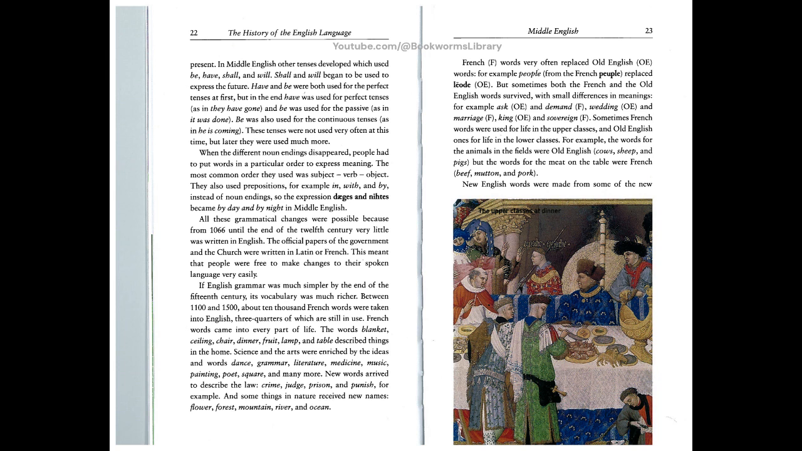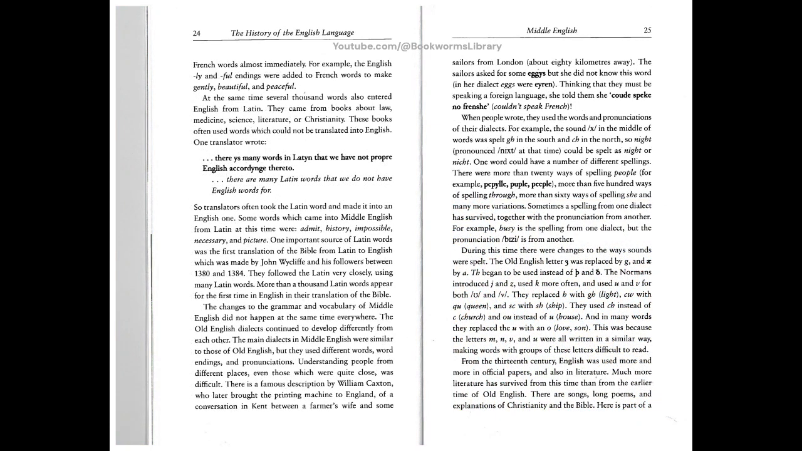Sometimes French words were used for life in the upper classes, and Old English ones for life in the lower classes. For example, the words for the animals in the fields were Old English: cows, sheep, and pigs. But the words for the meat on the table were French: beef, mutton, and pork. New English words were made from some of the new French words almost immediately. For example, the English -ly and -ful endings were added to French words to make gently, beautiful, and peaceful.